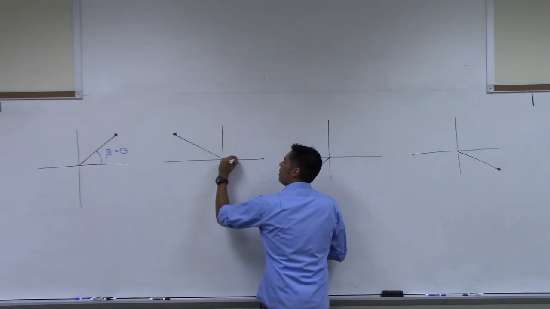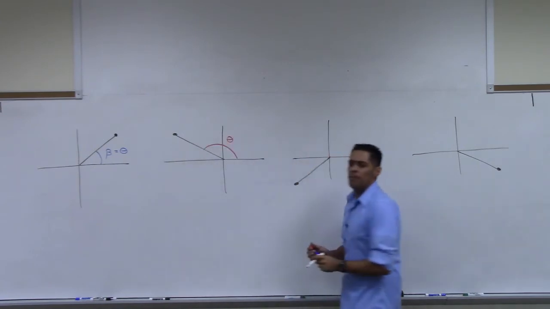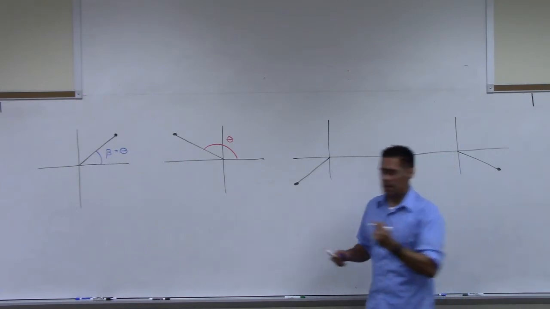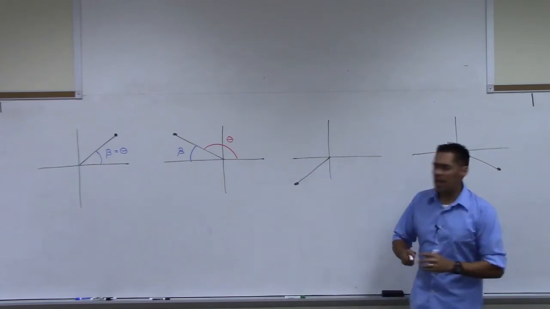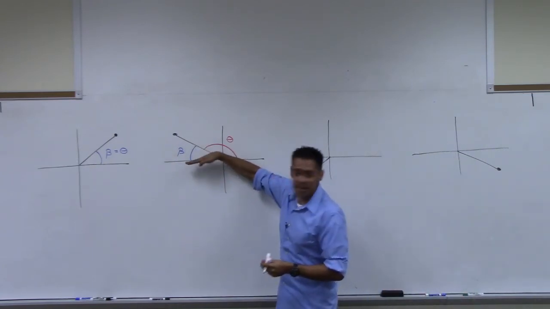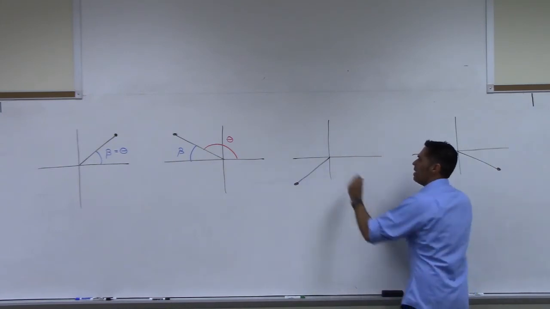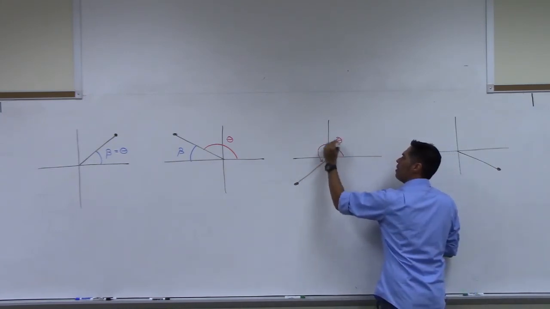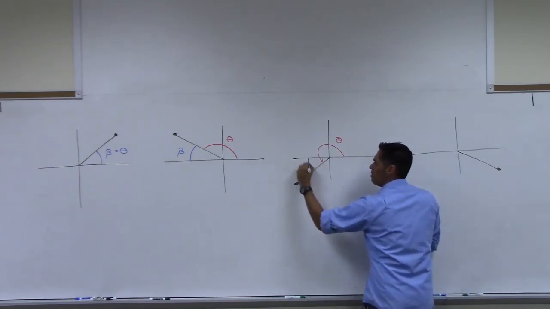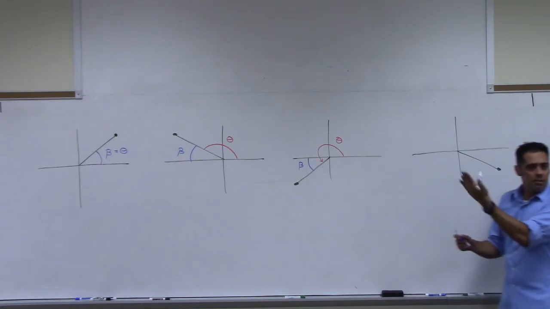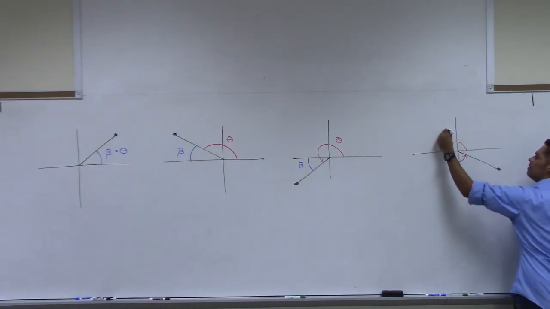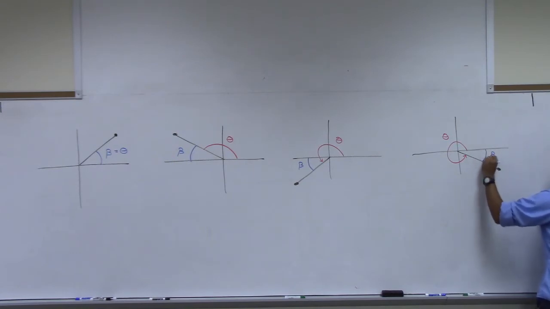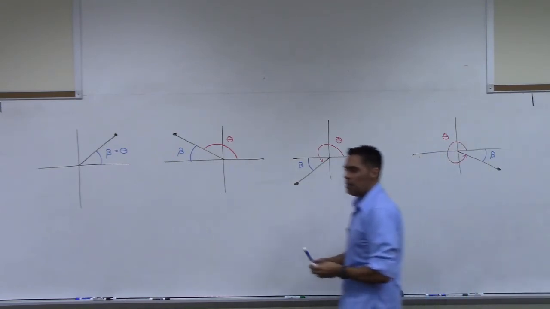Here, this is theta, but your reference angle, beta, is actually this angle. Isn't that the smallest angle between your terminal side and the x-axis? Here, your angle theta is this one, but your reference angle is this angle beta, which is again the shortest angle, the smallest angle between that terminal side and the x-axis. And then this one over here, your theta would be here, and your beta would be there. So here, beta is what we call the reference angle.